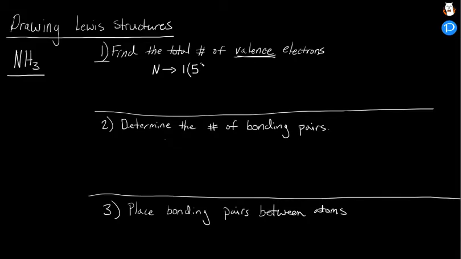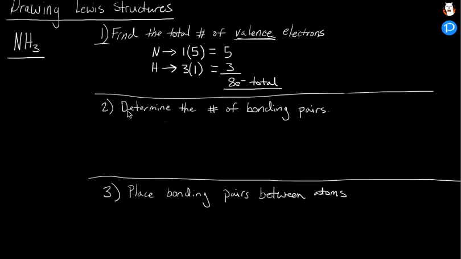So 5 valence electrons, and then hydrogen. There's 3 atoms of hydrogen, so 3 times, and hydrogen has 1 valence electron. So I've got 5 times 1 is 5. I've got 3 times 1 is 3. 5 plus 3 is 8. So I have 8 valence electrons total that I'm going to use in this structure. There's going to be 8 total that I should be able to count up, no more, no less.